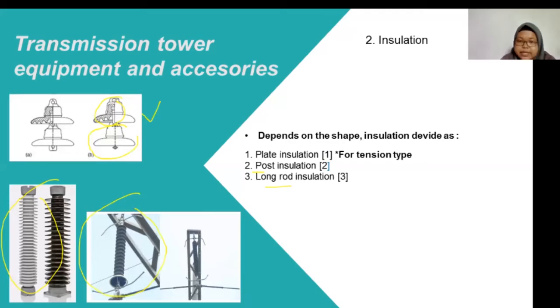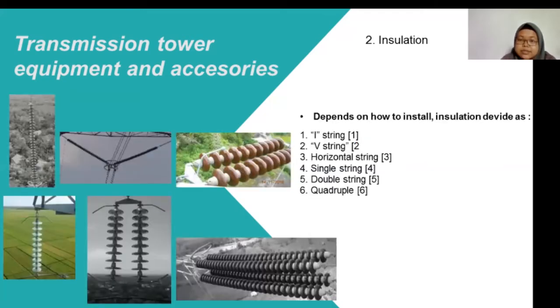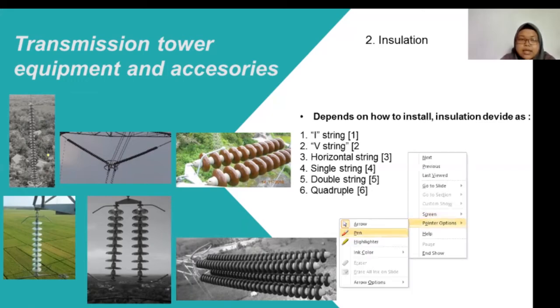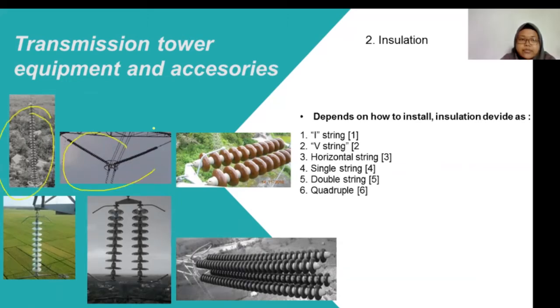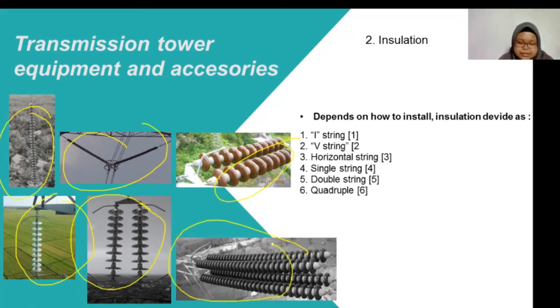Okay, next, still insulation function, depending on how to install, insulation is divided into I string, V string, horizontal string, single string, double string, and also quadruple. And this insulation can be made from ceramic, non-ceramic, and also polymer.